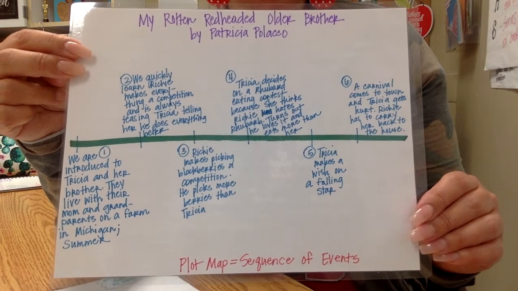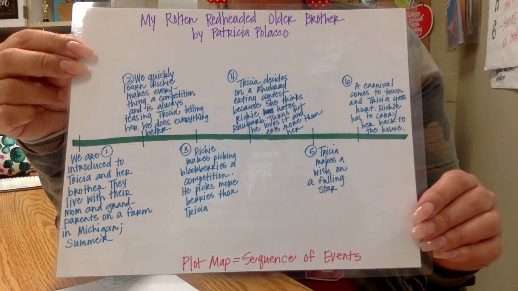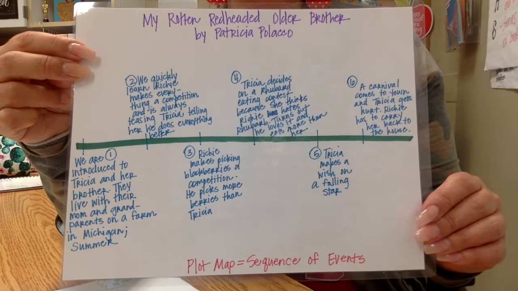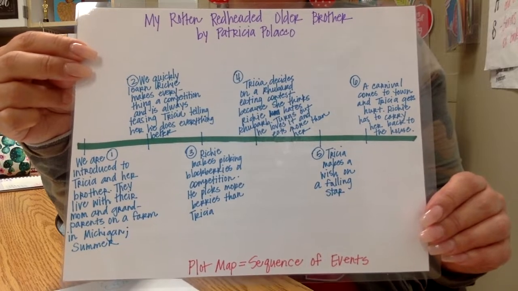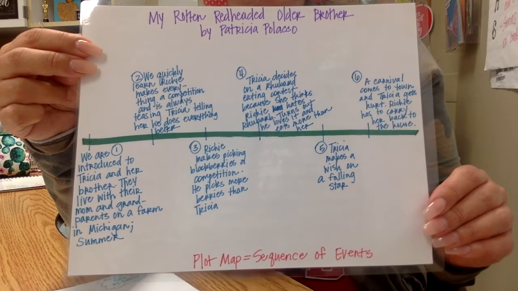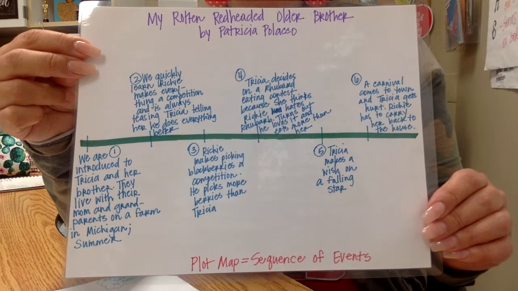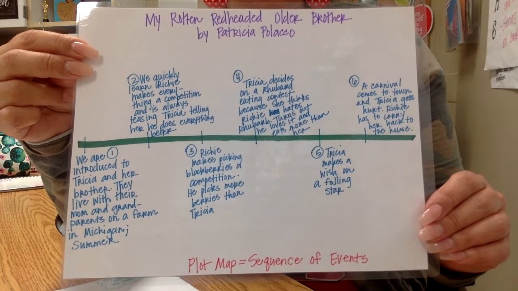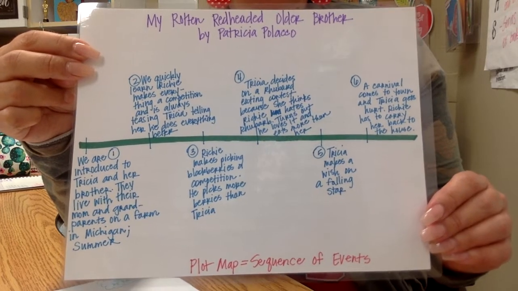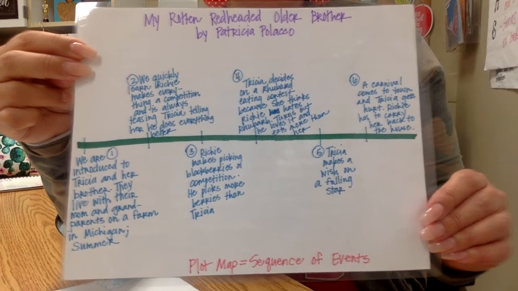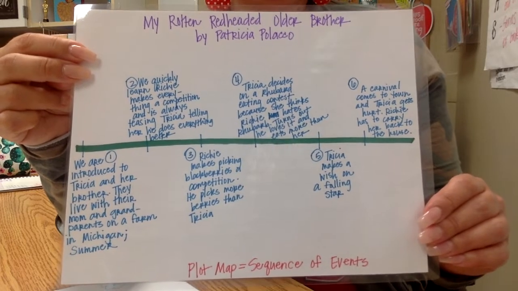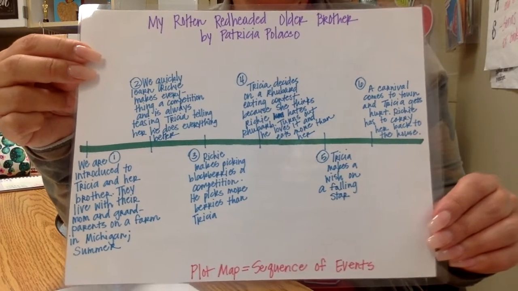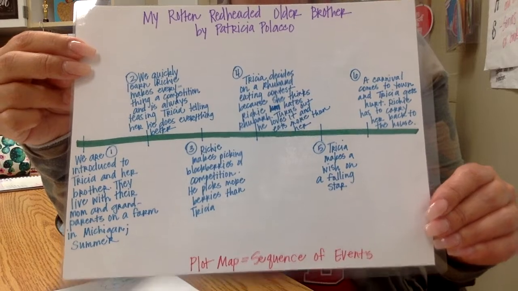Richie makes picking blackberries a competition. He picks more berries than Trisha. Trisha decides on a rhubarb eating contest because she thinks Richie hates rhubarb. Turns out he loves it and he eats more than her. Trisha makes a wish on a falling star. A carnival comes to town and Trisha gets hurt. Richie has to carry her back to the house. So I'm putting the events in order. It might not be every event. I might not be giving every single little detail because I'm not retelling the story. I'm just putting the story in order.